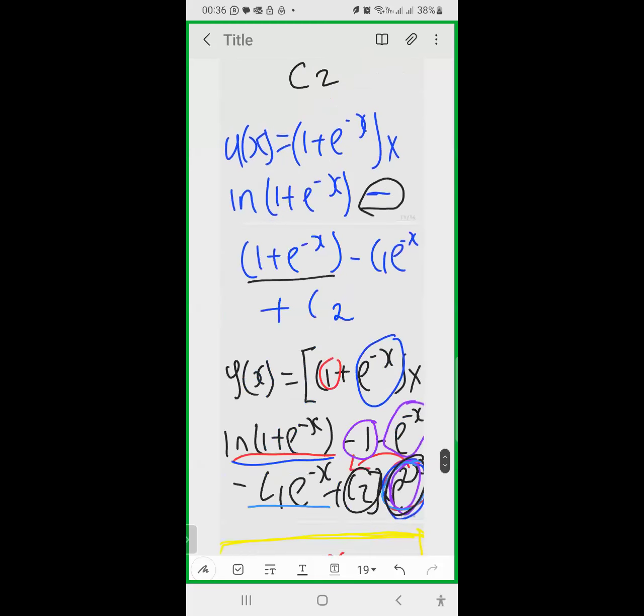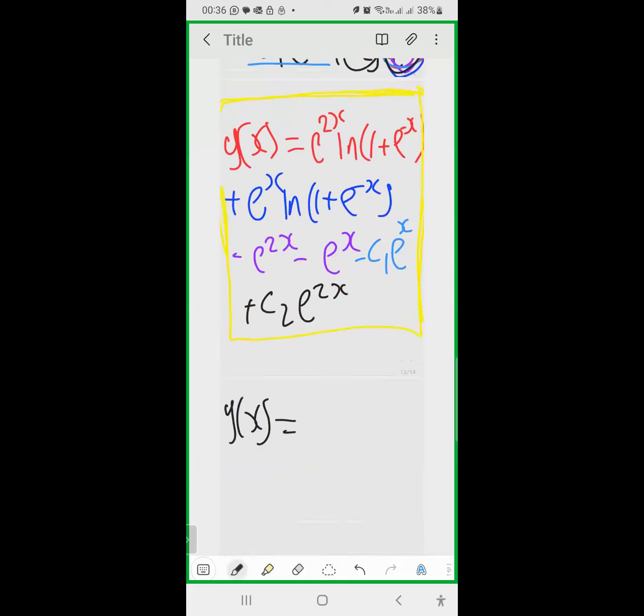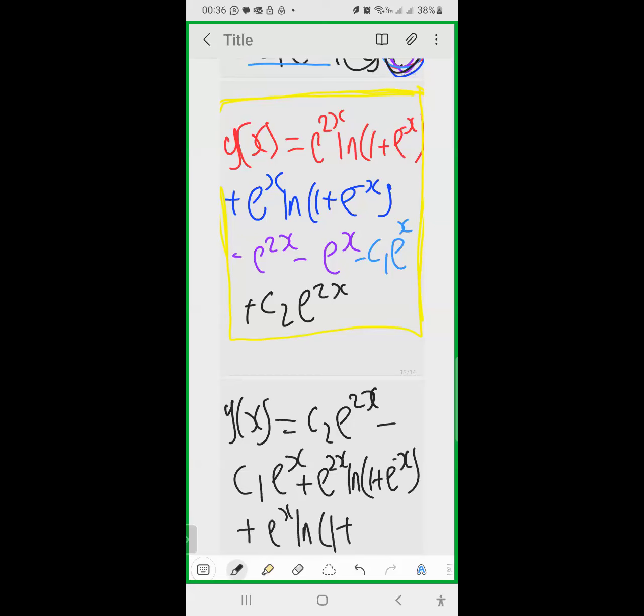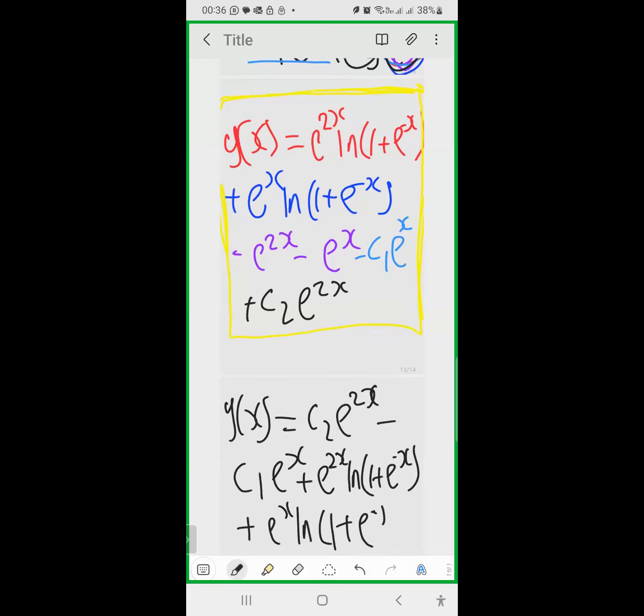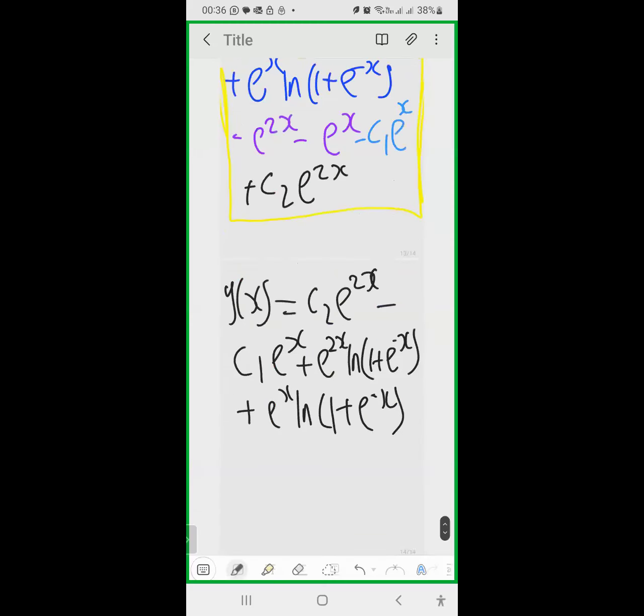Okay, perfect. Then we can rewrite this as c2 and minus c1 e to the power x, and then plus e to the power 2x, plus e to the power 2x ln of 1 plus e to the power minus x, and then plus e to the power x by the ln of 1 plus e to the power minus x, and then minus e to the power 2x minus e to the power x.